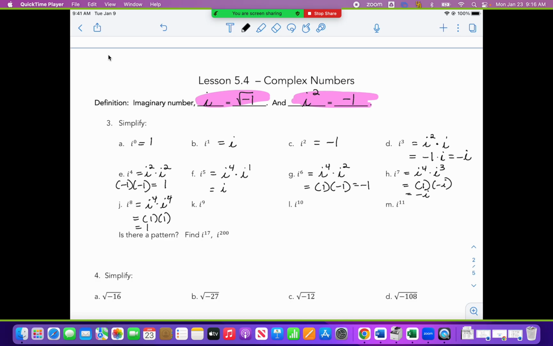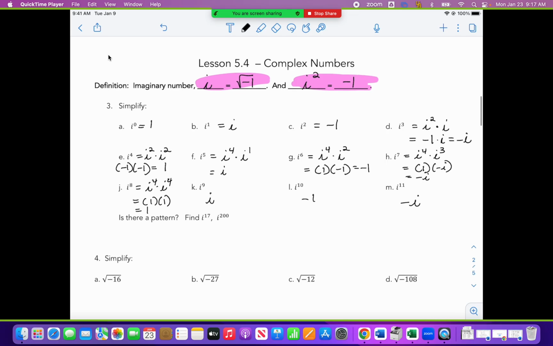And then it repeats, right? Okay, so here's the big idea. It goes 1, I, negative 1, negative I, and it repeats. 1, I, negative 1, negative I. Okay, so every 4, it's going to repeat. So this one is I, negative 1, negative I. So is there a pattern? Yes. Every 4 repeats.